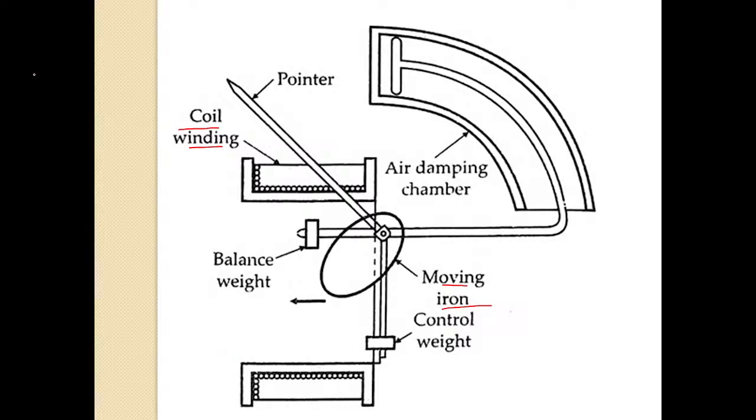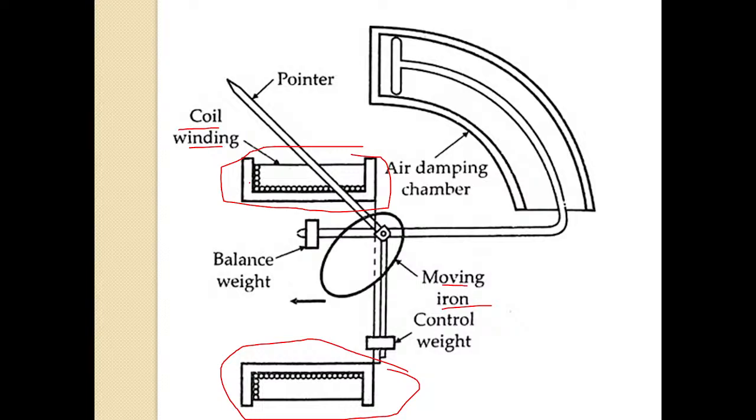These are our electromagnets. You know what is meant by an electromagnet. When a coil is wound around a ferromagnetic material, it becomes an electromagnet. So when current flows through the coil, the ferromagnetic material gets magnetized.